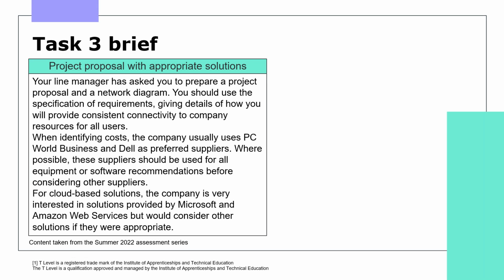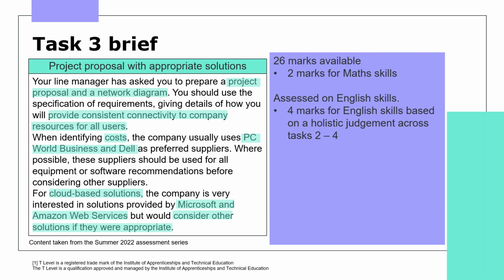In this task, students will be putting together a proposal to address the issues and needs of the business. As you might expect, students will be assessed on their English skills in this task, but the use of English is marked holistically with its own mark. So the examiners will award a maximum of 4 marks for English skills, but it's based on the student's performance across tasks 2, 3, and 4.